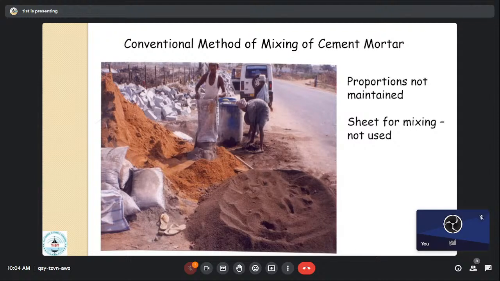And you can see that no sheets are provided at the bottom. You have to provide a big sheet, and only then do all this. Else, what is going to happen when you pour water? I'll just show you one figure for that.